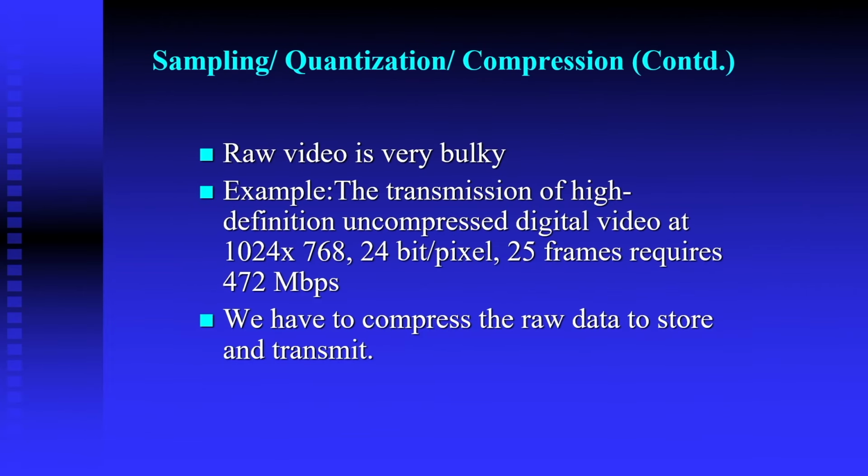And if you see why we need compression, suppose a raw video is very bulky. In this example, if I consider uncompressed digital video, 1024 into 768 is the size of the image frame. Suppose I consider 24 bits per pixel. Why 24 per pixel? If I consider a color image, that is 24 bits per pixel, and 25 frames per second, that needs 472 Mbps. That is very difficult to store, and also for transmission. So that is why we have to compress the image. The compression of the image is important in this case. So I have given this example.